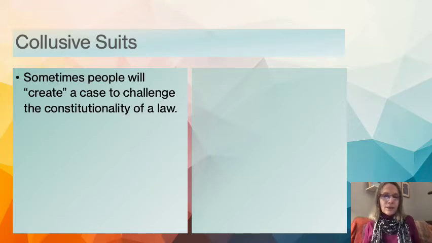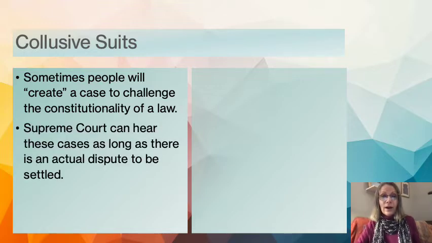All right, let's turn our sights now to collusive suits, because collusive suits are not justiciable. They cannot be reviewed by the Supreme Court. Sometimes people will create a case to challenge the constitutionality of a law. That happens, okay? And I'll give you two examples of when that happens and when these created test cases are actually justiciable. As it says there, the Supreme Court can hear test cases as long as there's an actual dispute to be settled, okay?